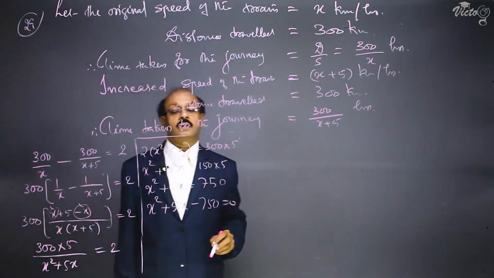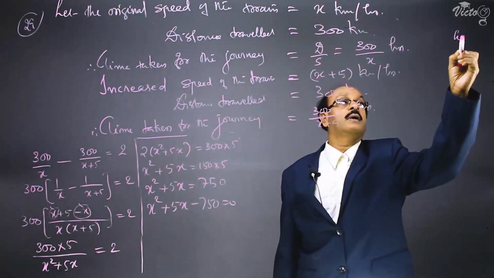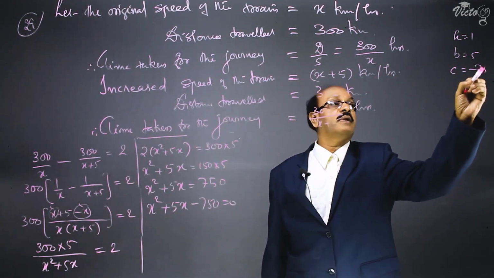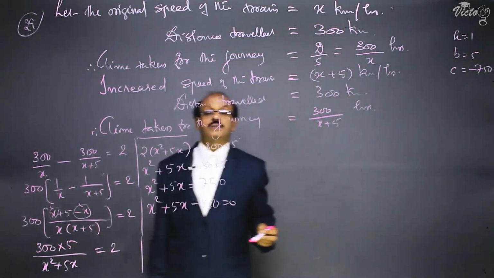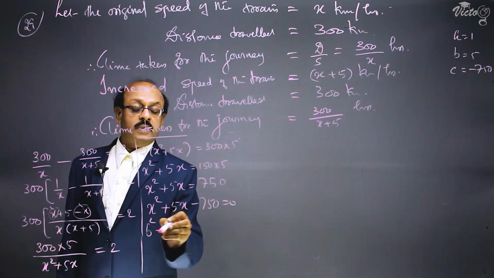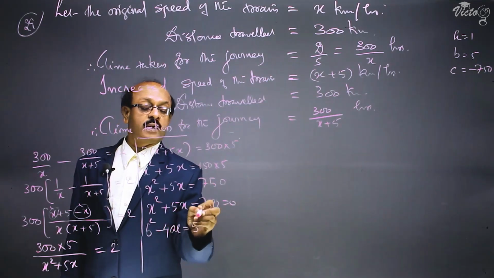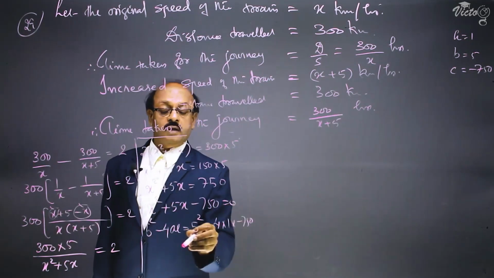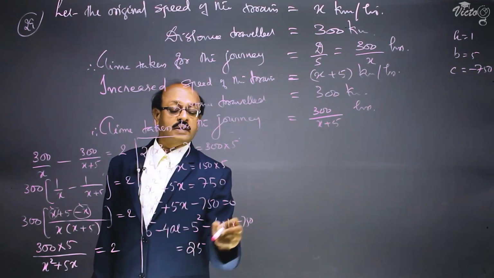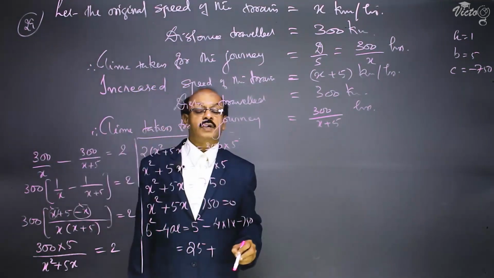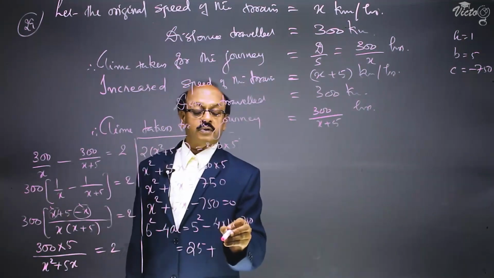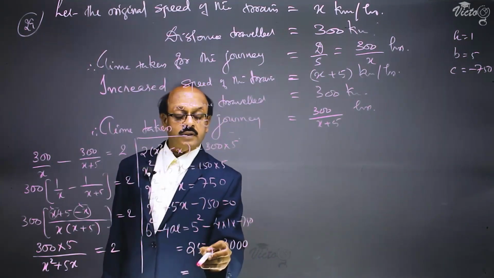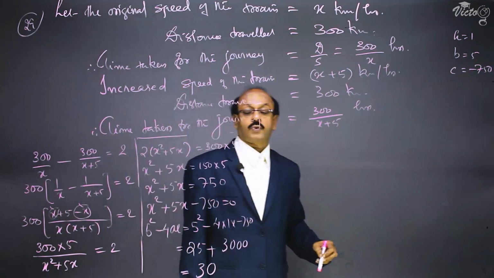Now the value of a is 1, b is equal to 5 and c is equal to minus 750. Finding the value of b square minus 4ac, which is equal to 5 square minus 4 into 1 into minus 750. 5 square is equal to 25, minus into minus is plus, 750 into 4 is equal to 3000, then 3025.